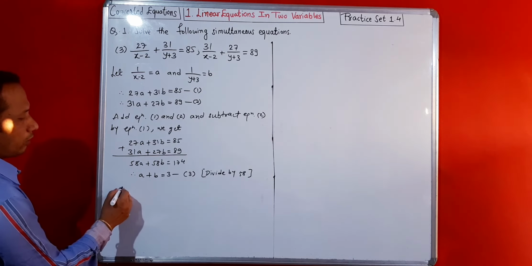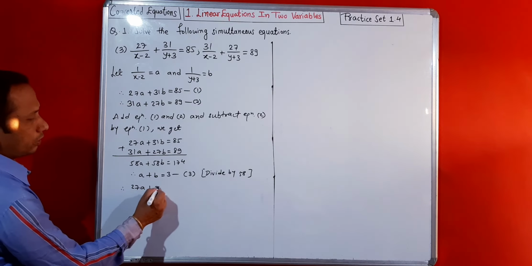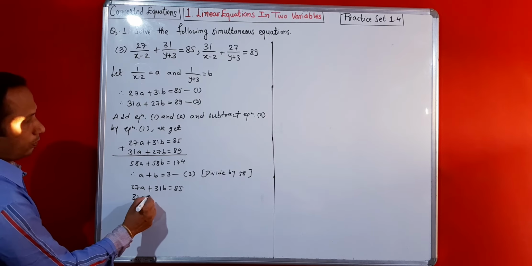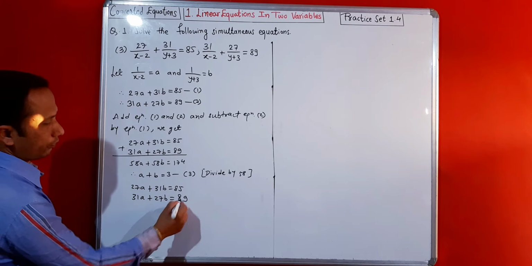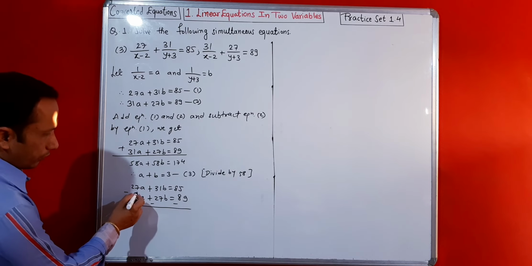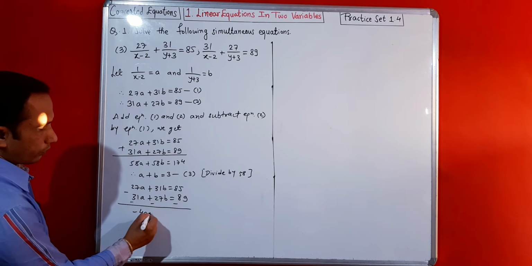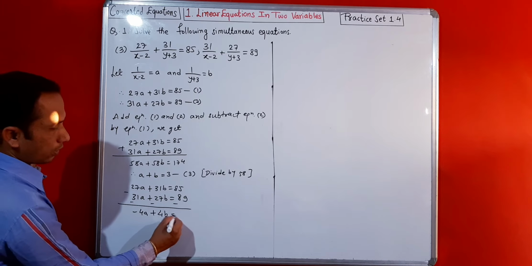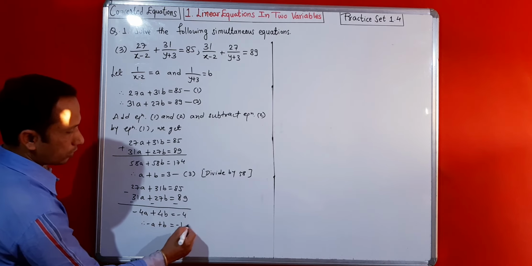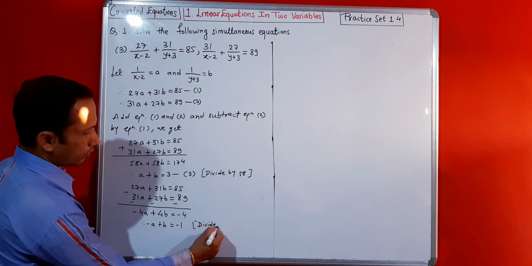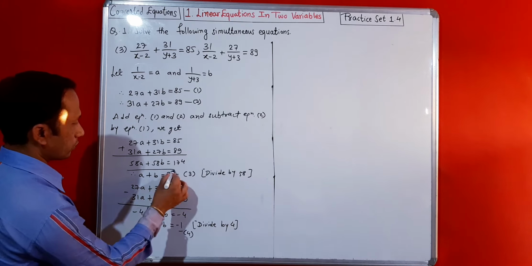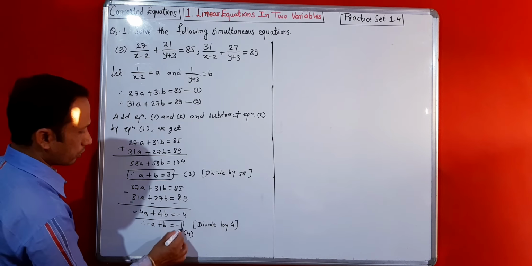One time we have to subtract 27a plus 31b is equal to 85 from 31a plus 27b is equal to 89. So once we have to subtract, meaning minus minus minus. Now see what the difference is: 31a minus 27a is 4a, and 27b minus 31b is minus 4b, so the result is 4a minus 4b is equal to 4. Therefore minus a plus b is equal to minus 1, after dividing by 4. So this is equation number 4. This is equation number 3 and this is equation number 4.